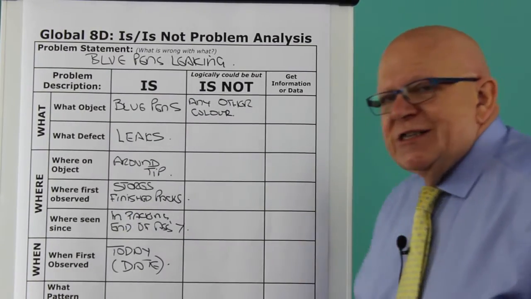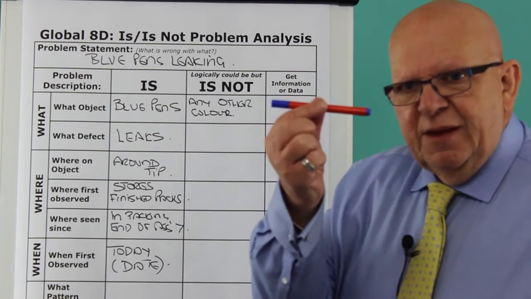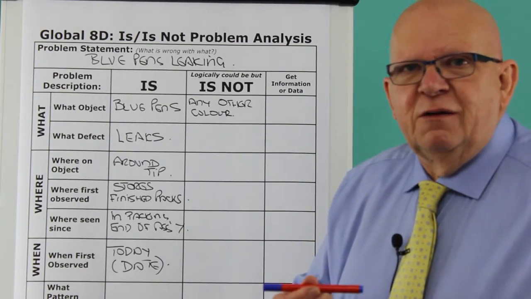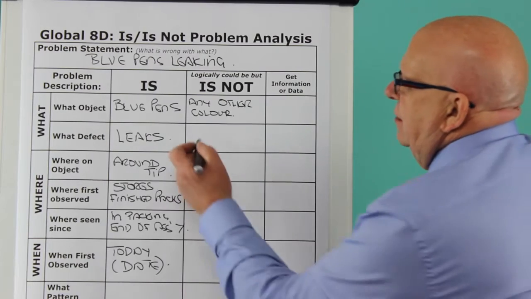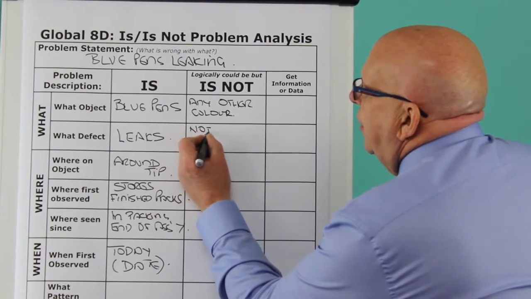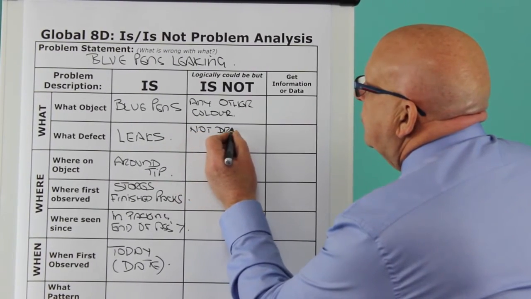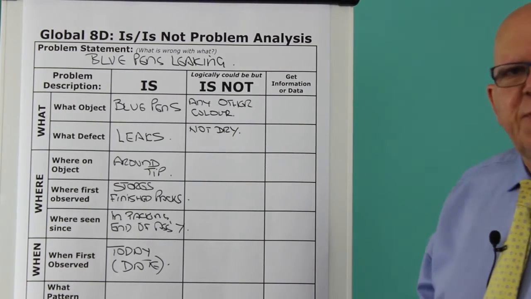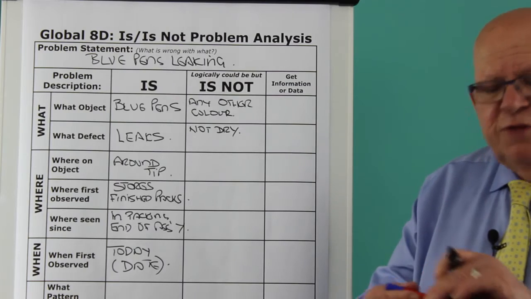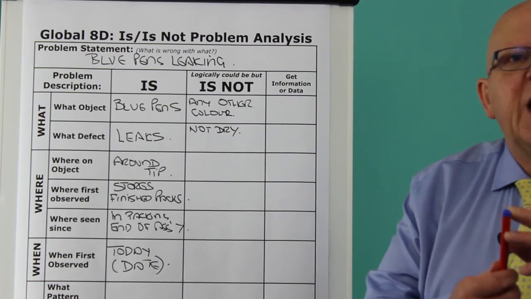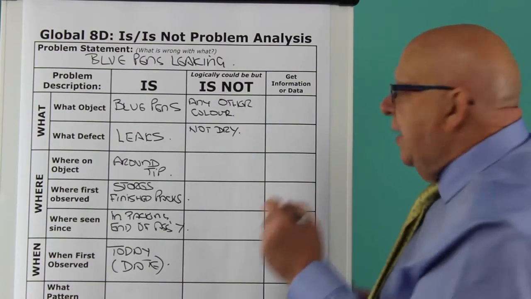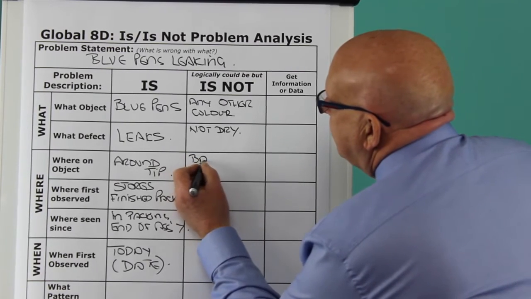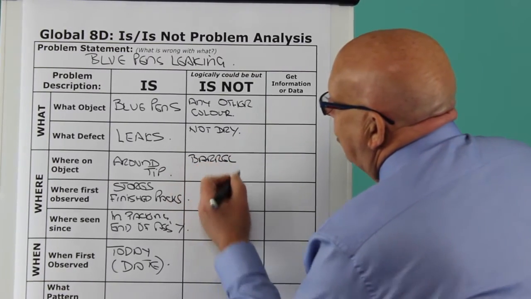What is the defect? Well, it's leaks. Yeah? It's not the pens going dry, so it's leaks. So it's not dry. Where was it seen? Around the tip. Well, it could have been actually from the barrel itself. It might have been from the cap. So logically it could have been the barrel, but it's not, or the cap, but it's not.